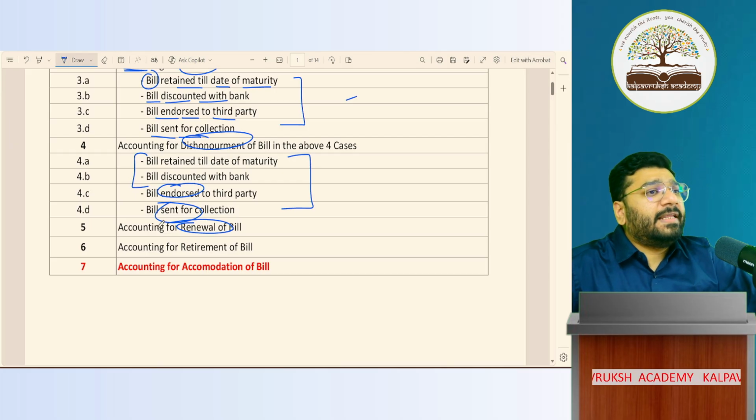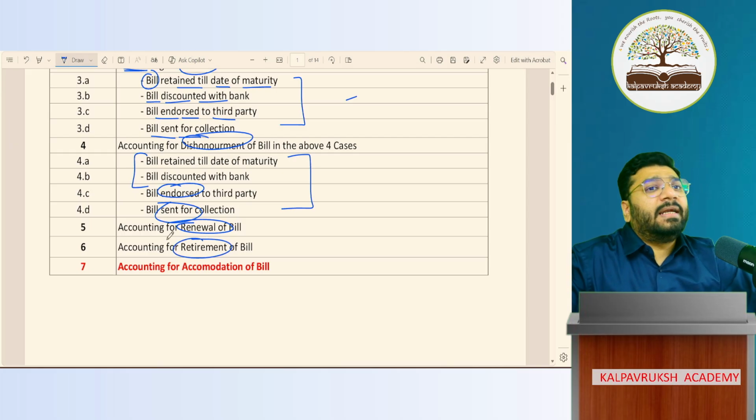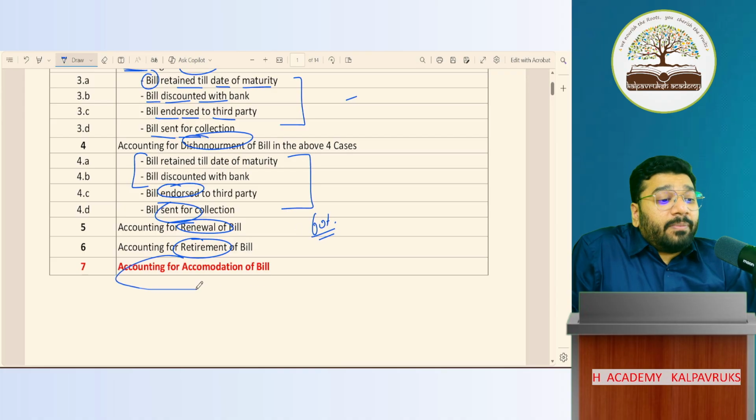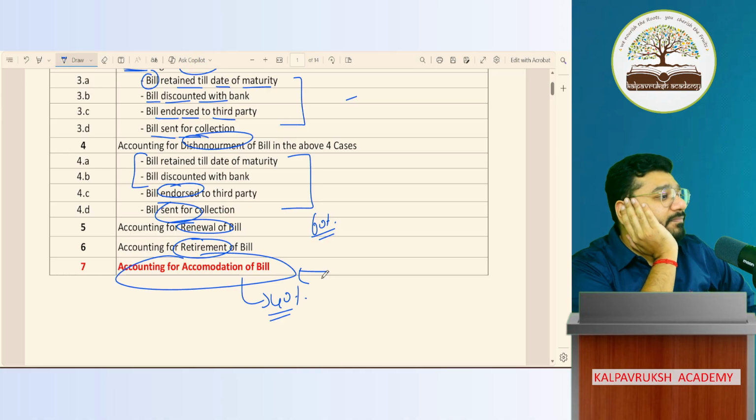Then after Wednesday, when is the next class? Not given, not mentioned. So mostly we'll try to hold it on Friday evening. If we meet on Friday evening, we'll discuss retirement. So 60% of the syllabus will get over with retirement. 40% of the syllabus is revolving around accommodation of bill. This is the main villain of the chapter.